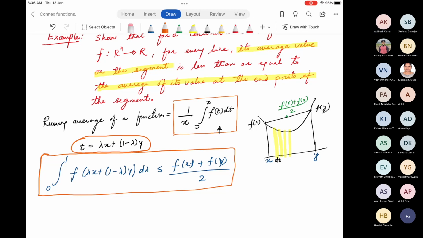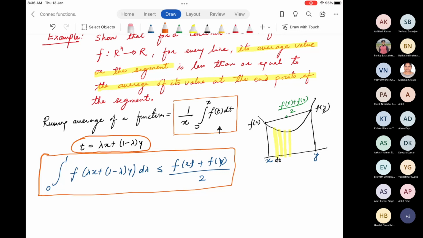Yes, sir. So when you take dt, it is x d lambda minus y d lambda. Now x minus y you can cancel as the length of the segment from the denominator, and you can write it as f of lambda x plus 1 minus lambda y d lambda. So this is a case of substitution we need to understand.